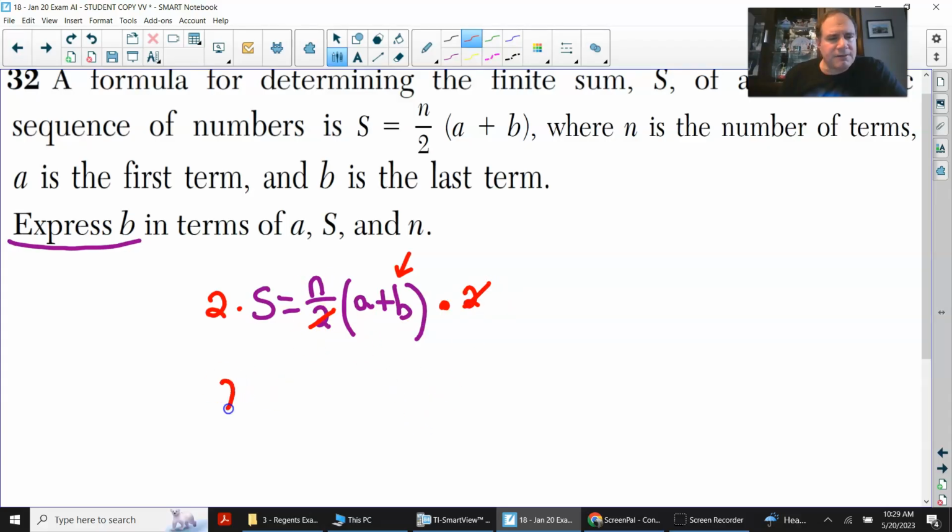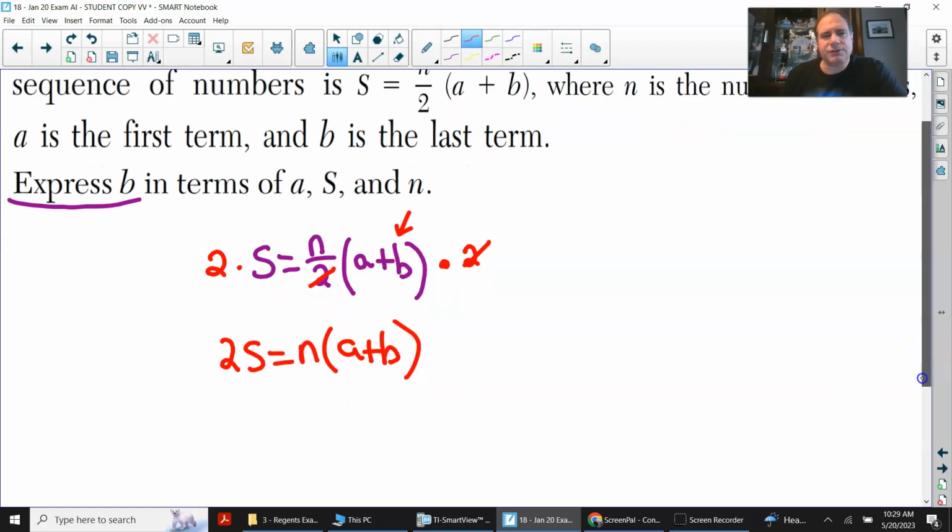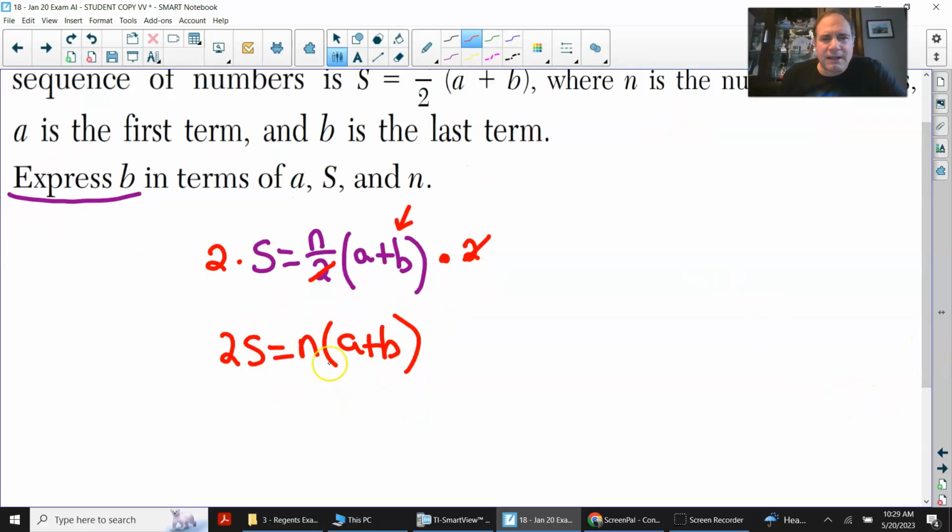All right. And what you have is 2s equals n times a plus b, and that's it. The 2s are canceled. So then, how do I get rid of this n? Well, it's just like if you have 5x equals 20, you would divide by 5. It's the same thing. You want to get rid of the n. This is attached by multiplication, so you divide. This cancels, this cancels. Then you have 2s over n equals a plus b.